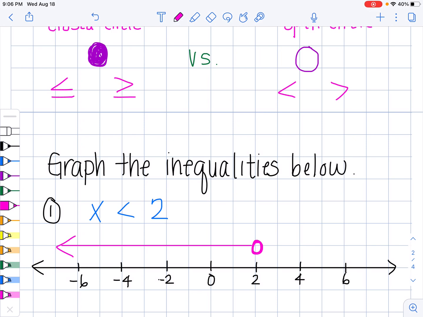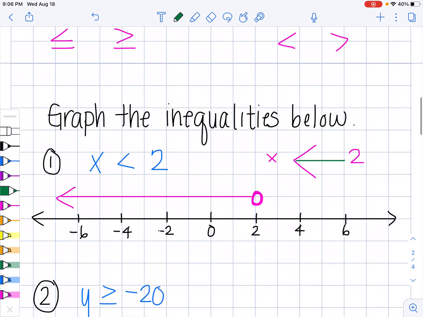Here's the trick. This only works when the variable is on the left-hand side. I'm going to rewrite this so that you can see x is less than 2. I'm rewriting it this way for a reason, because if the variable is on the left and you turn the symbol into a line, it tells you it's pointing to the left. That means it's going to be less than. It only works if the variable is on the left-hand side, though.